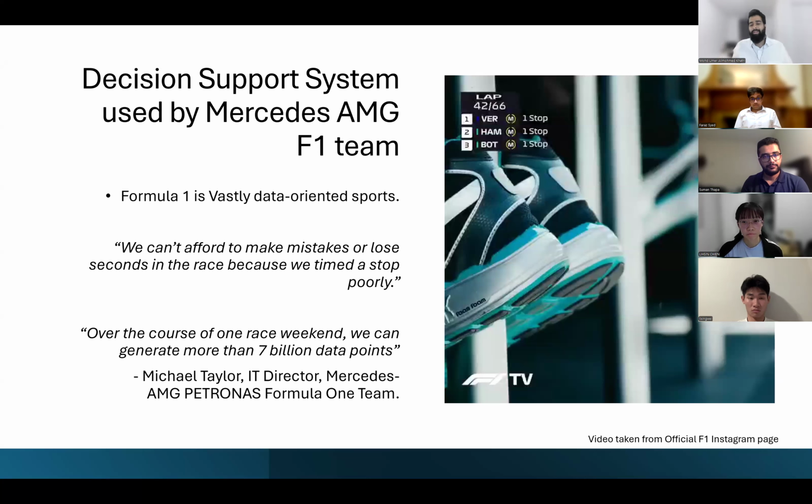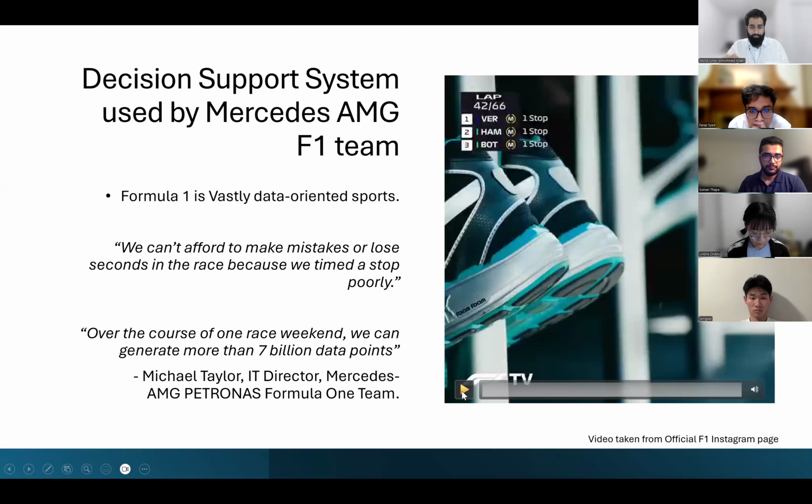So I will give an example of an event which happened in 2019, where the decision support system of the Mercedes F1 AMG team helped the team in converting their second place into the first place. Let's continue with a video.